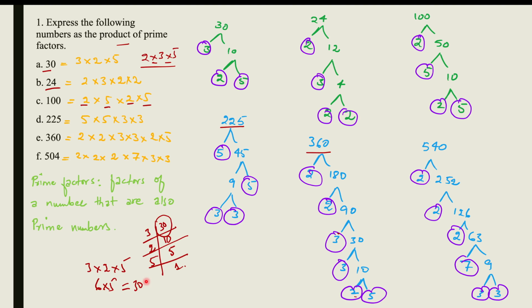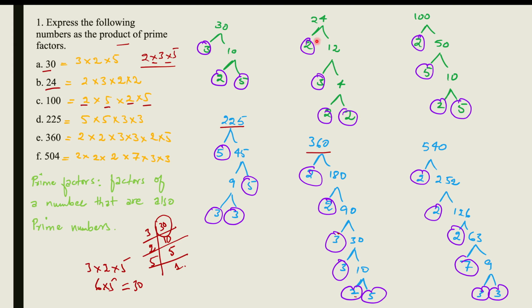So this is the division method and this is the tree diagram, but in both of them we are able to write the number as a product of its prime factors. So this is the product of the prime factors for this number 30.